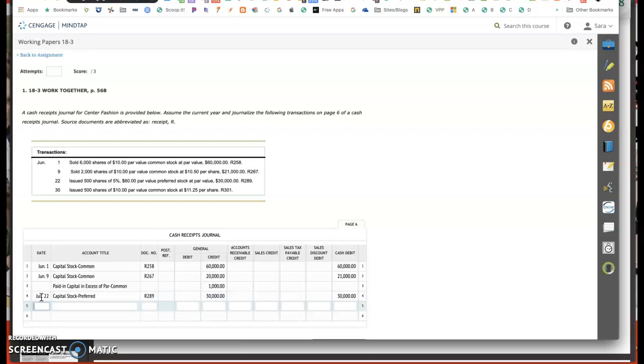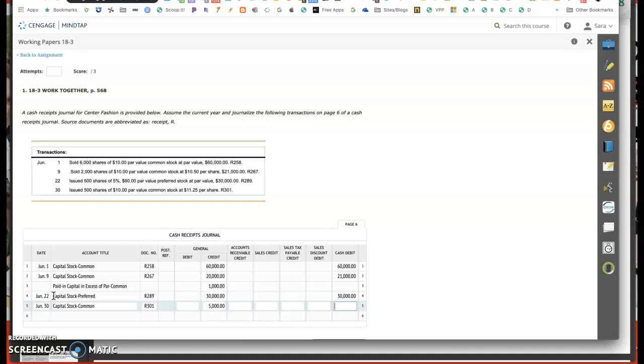And so then our last one is we issued 500 shares of $10 par value common stock at $11.25 per share. So this is just like our number 9, but they want us to actually do the math. So June 30th. And so capital stock dash common. So our account title, R301. And so then we're going to take 500 times $10 and get $5,000.